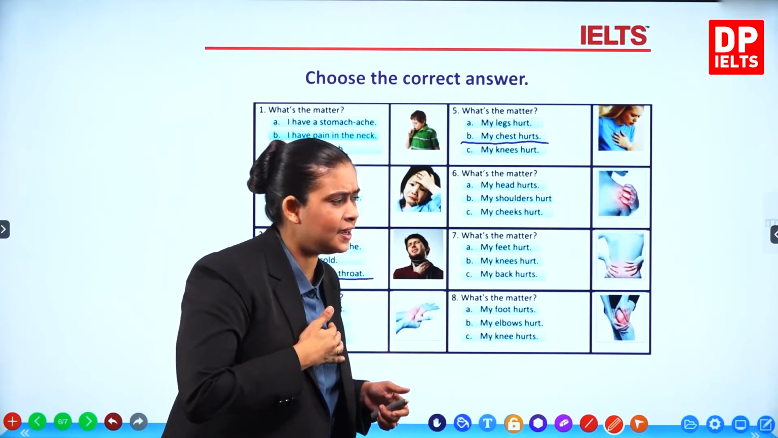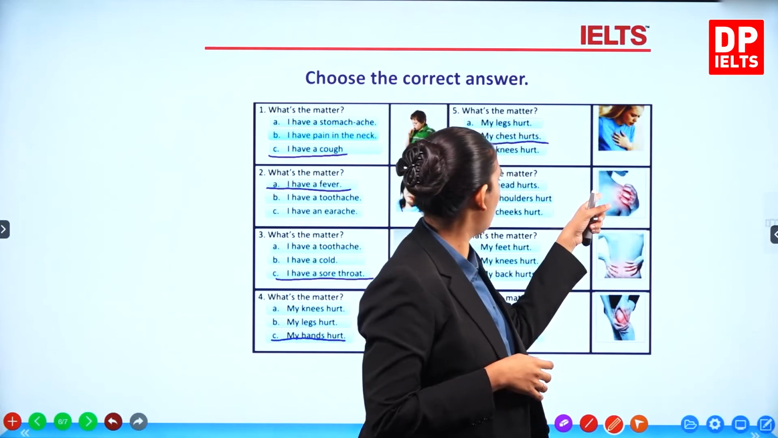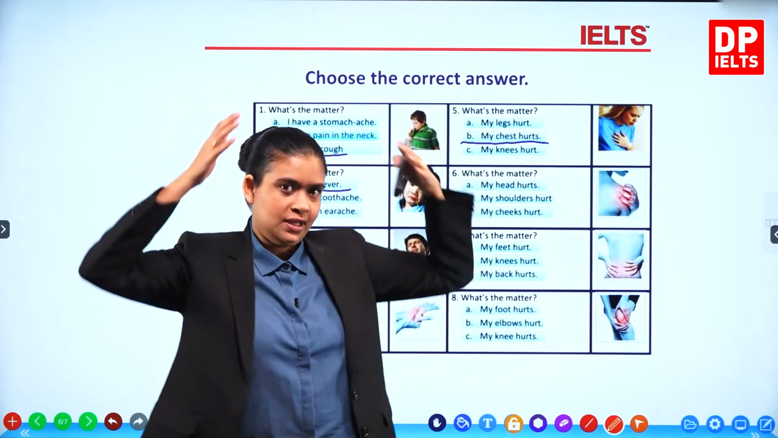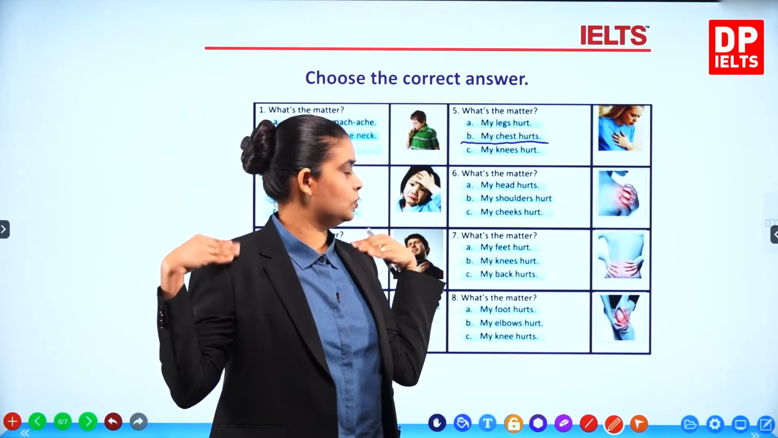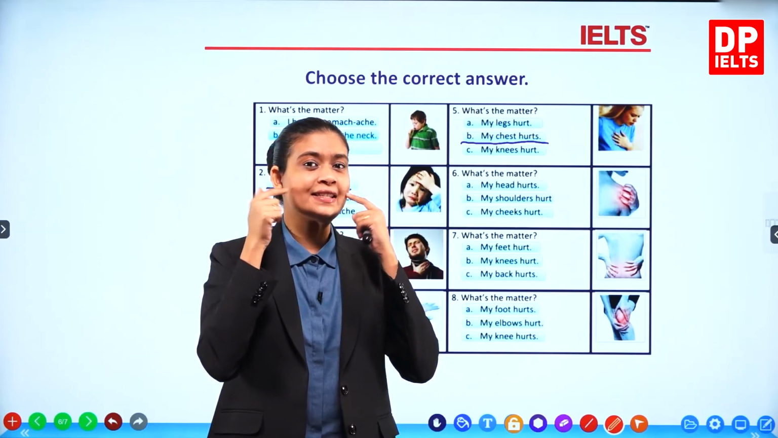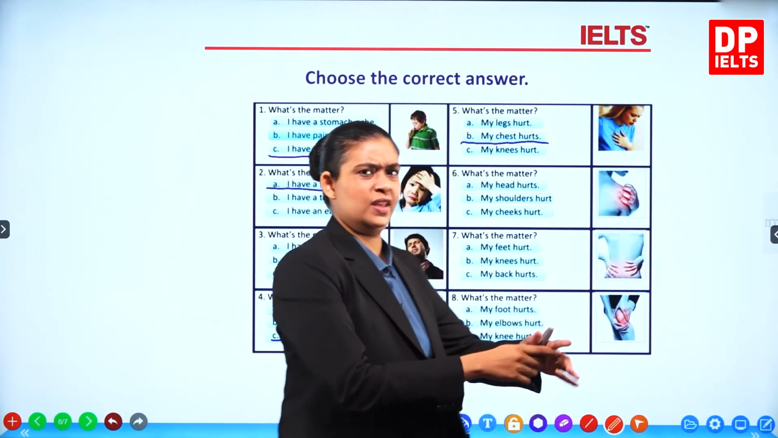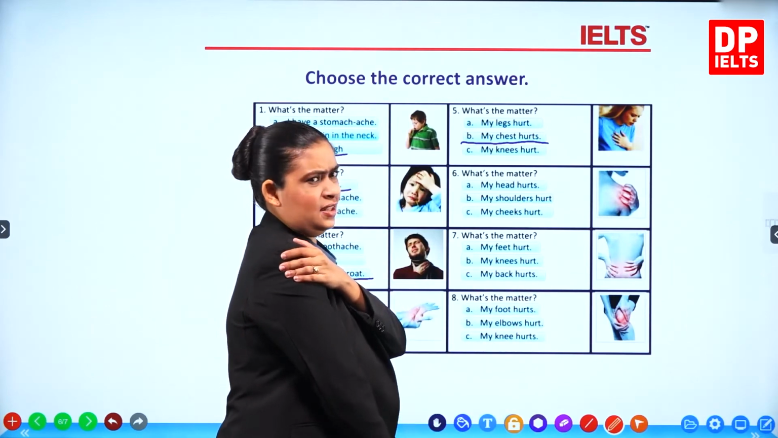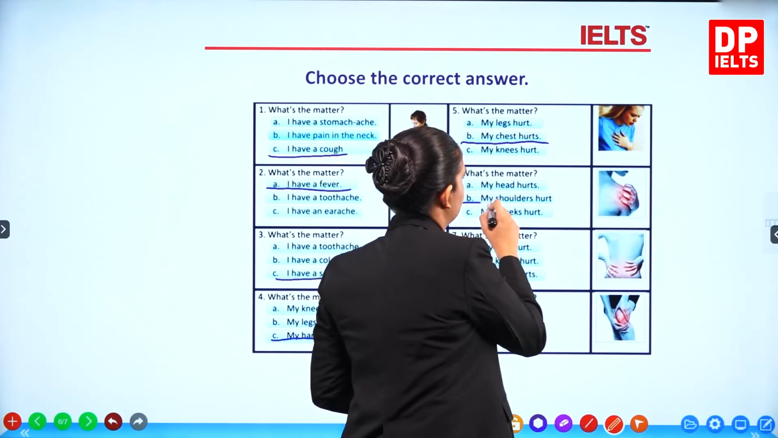My chest hurts. This one here. What's the matter? Okay. What is this? My head. This is shoulders. What are these? My cheeks. Okay. So, when someone is holding this or this, what is it? Shoulders, right? My shoulders hurt.